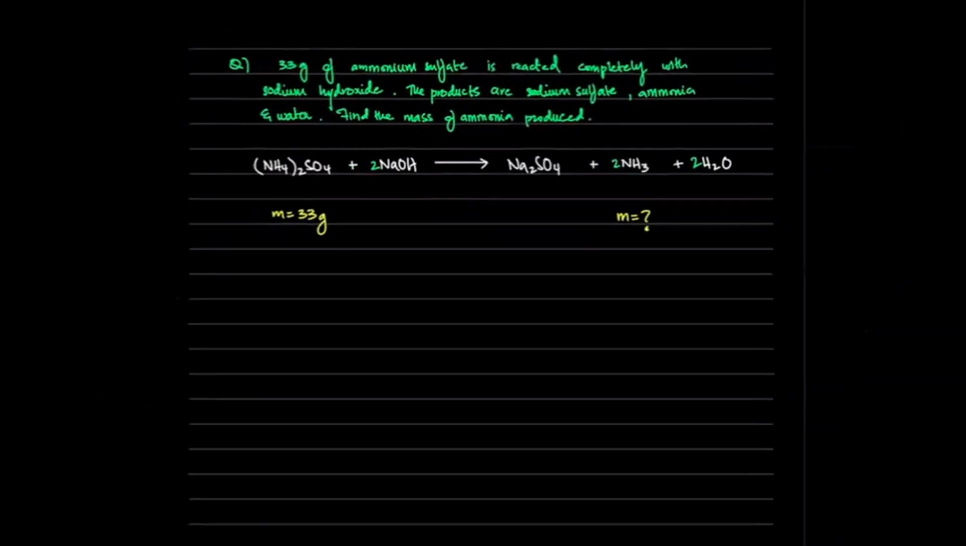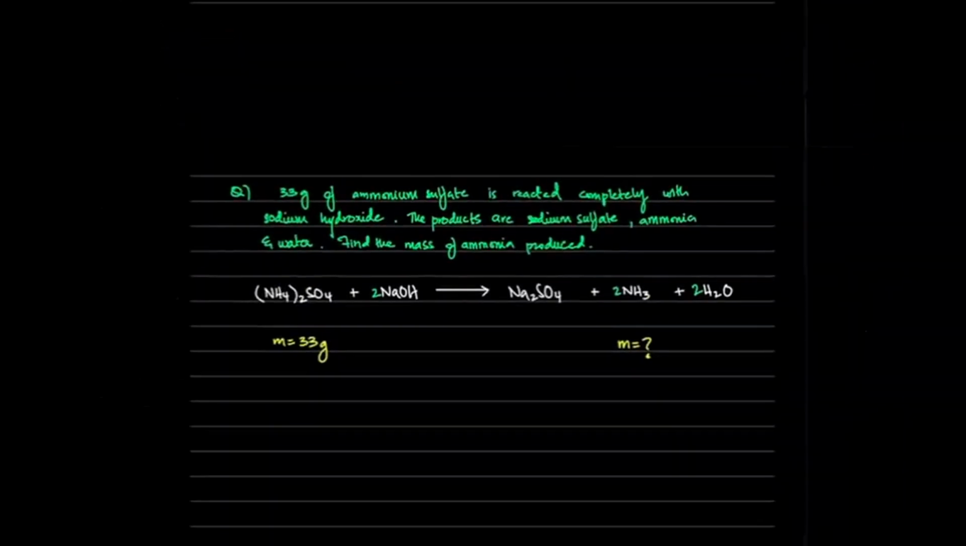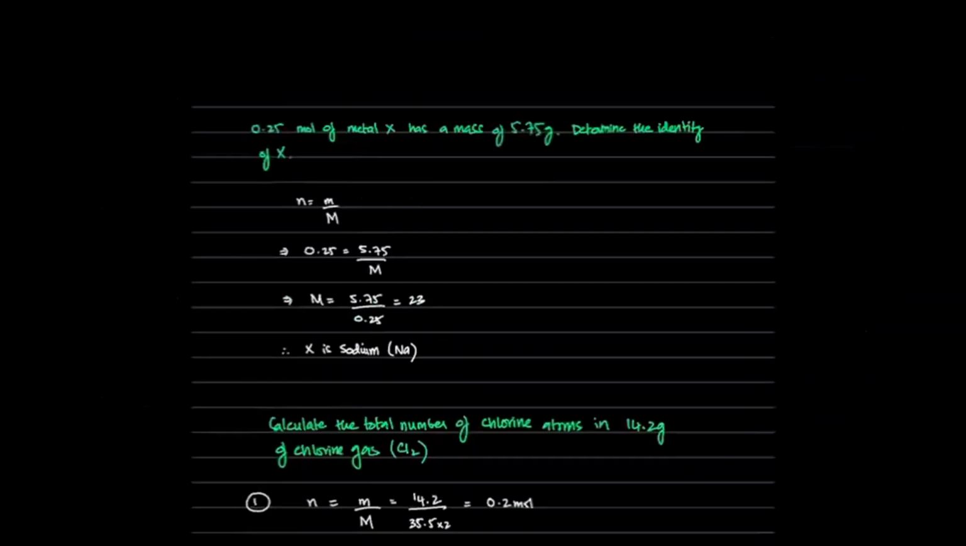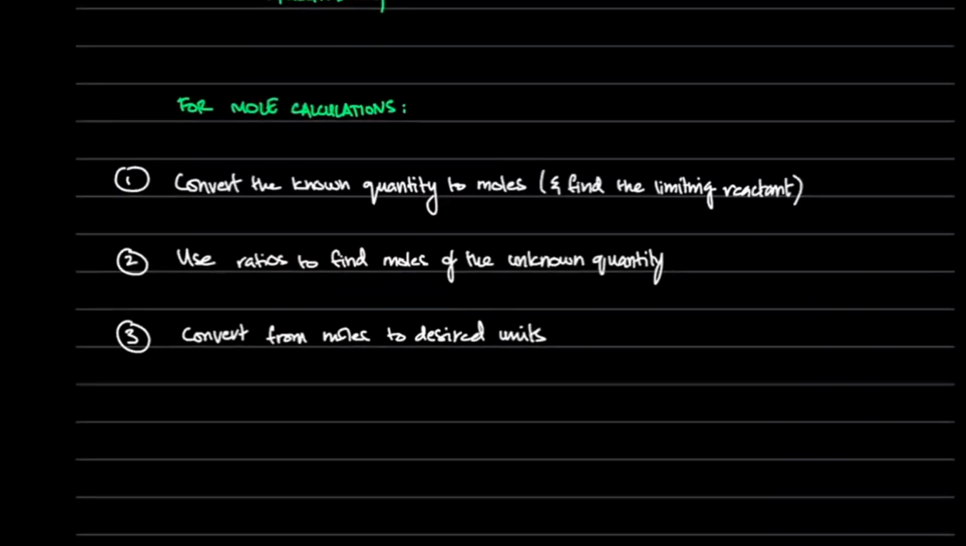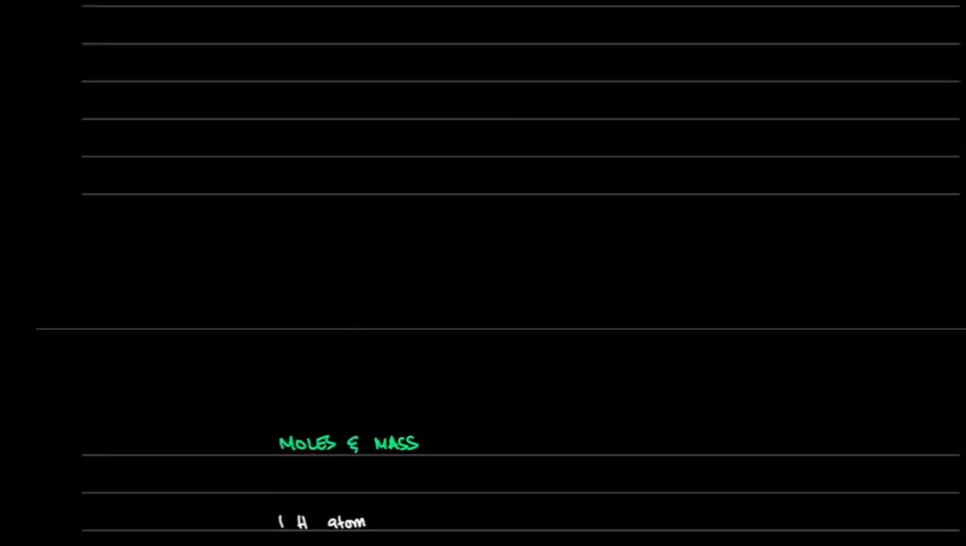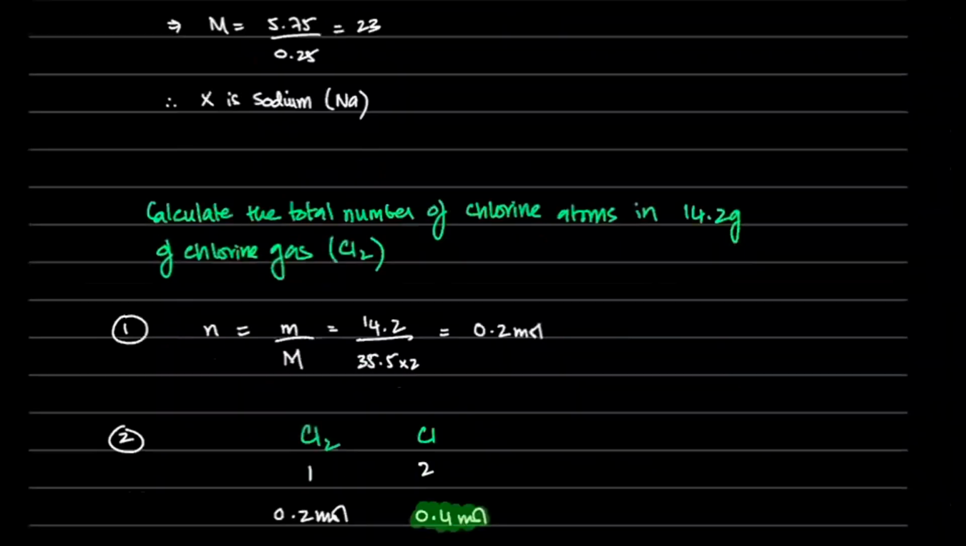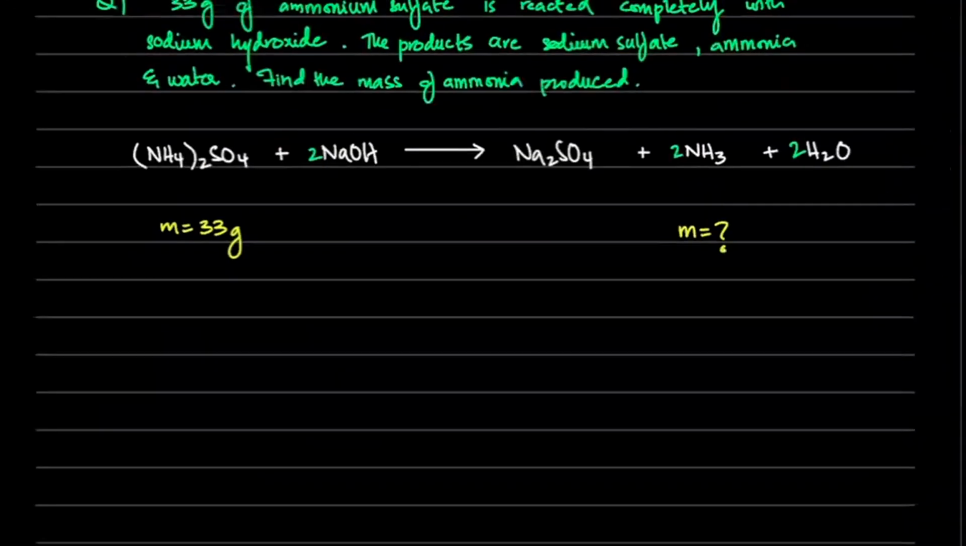Okay. Now, what did I tell you guys? What do we do for mole calculations? What's the first step? The first step is convert the known quantity to moles, okay? And find the limiting reactant, but in this, we haven't done limiting reactant yet, so you can ignore this part for now, okay? We'll come back to this part later. You want to convert the known quantity to moles. So what's our known quantity here? What do we have information about? हमें क्या चीज पता है यहाँ पर? We have the mass of ammonium sulfate, right?